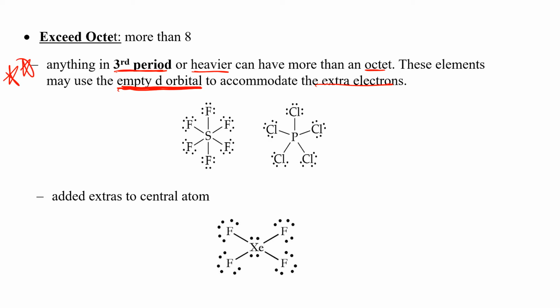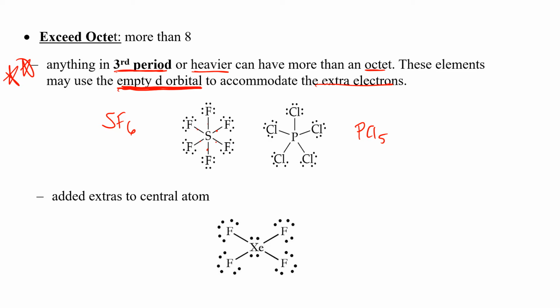So some examples are SF6, PCl5. SF6 has 2, 4, 6, 8, 10, 12 electrons around its central atom. PCl5 has 10.